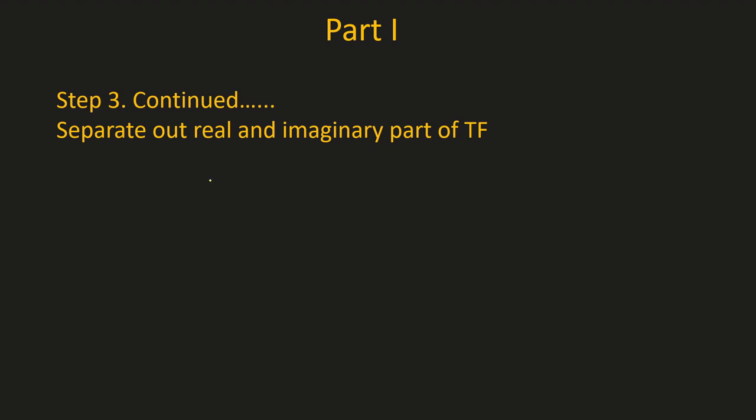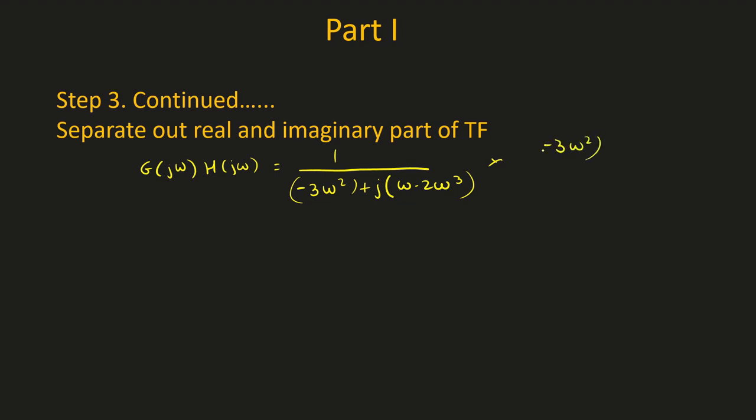So how are we going to do that? We have G(j omega) H(j omega) equal to 1 upon minus 3 omega square in the real part, plus j times omega minus 2 omega cube. We'll multiply this with minus 3 times omega square minus j times omega minus 2 omega cube, divided by the same term.